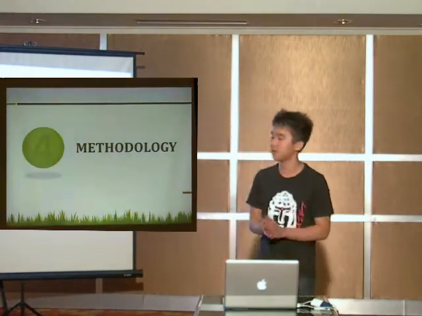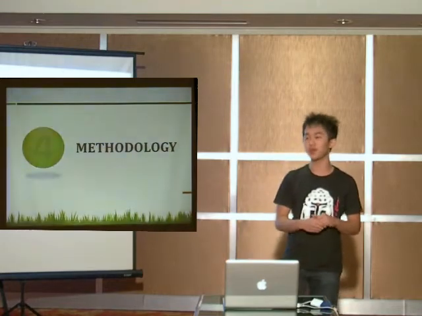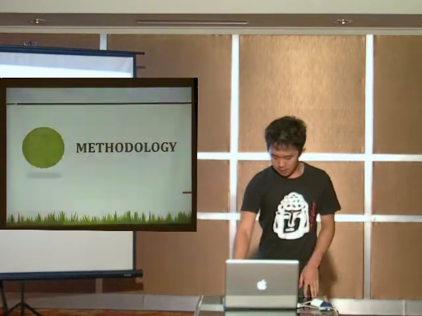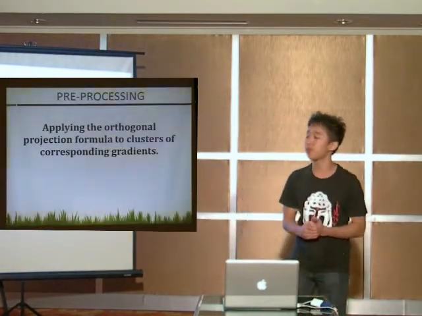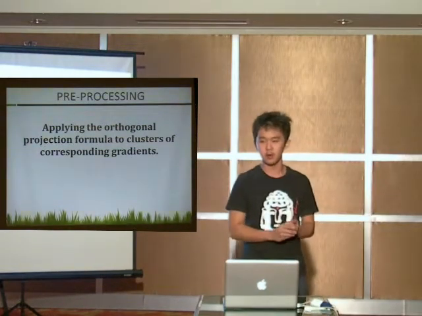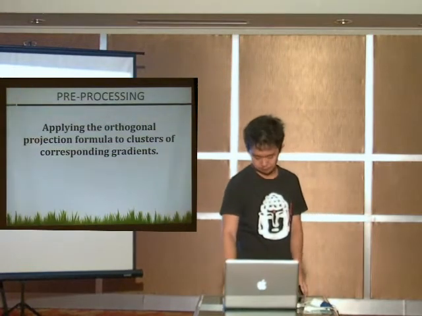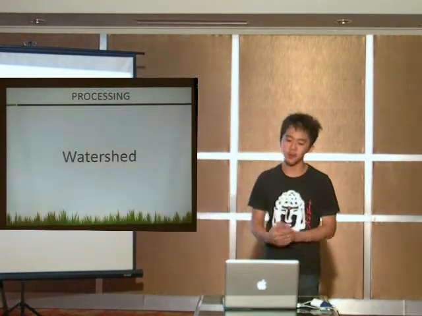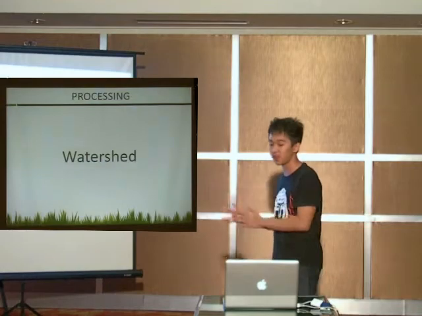So let us come to our methodology. It consists of two parts, pre-processing and processing. Pre-processing involves applying the orthogonal projection formula to clusters of corresponding gradients. We will discuss this more later on. And then we come to the processing part, which is the watershed itself.